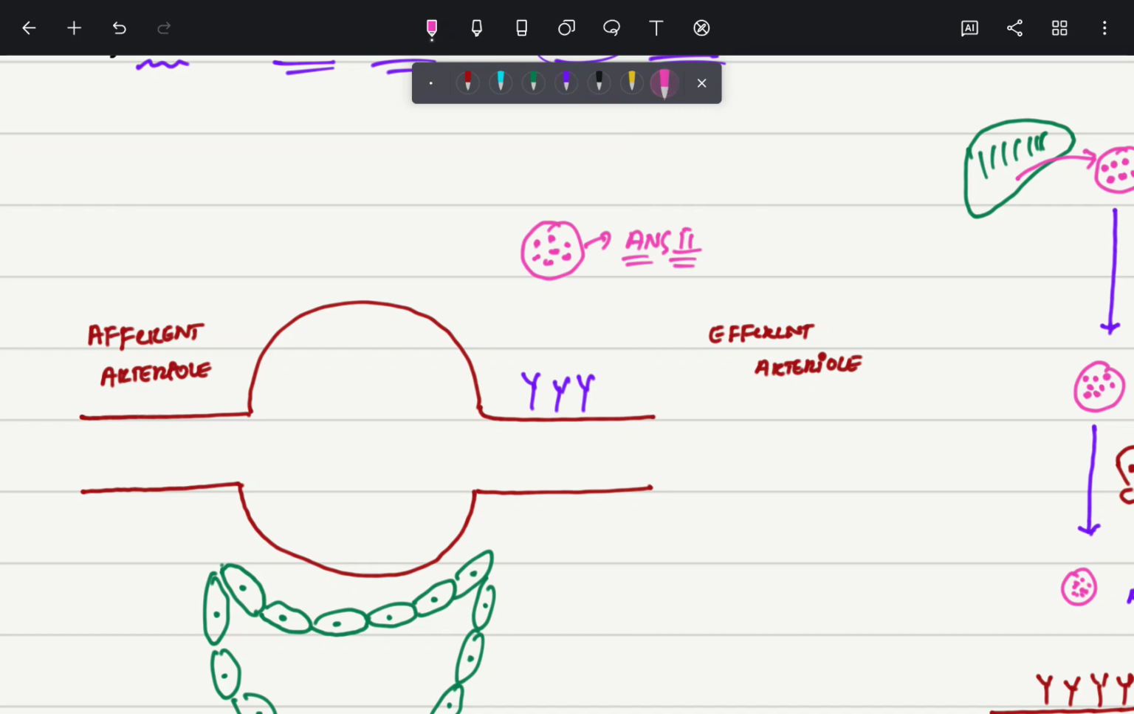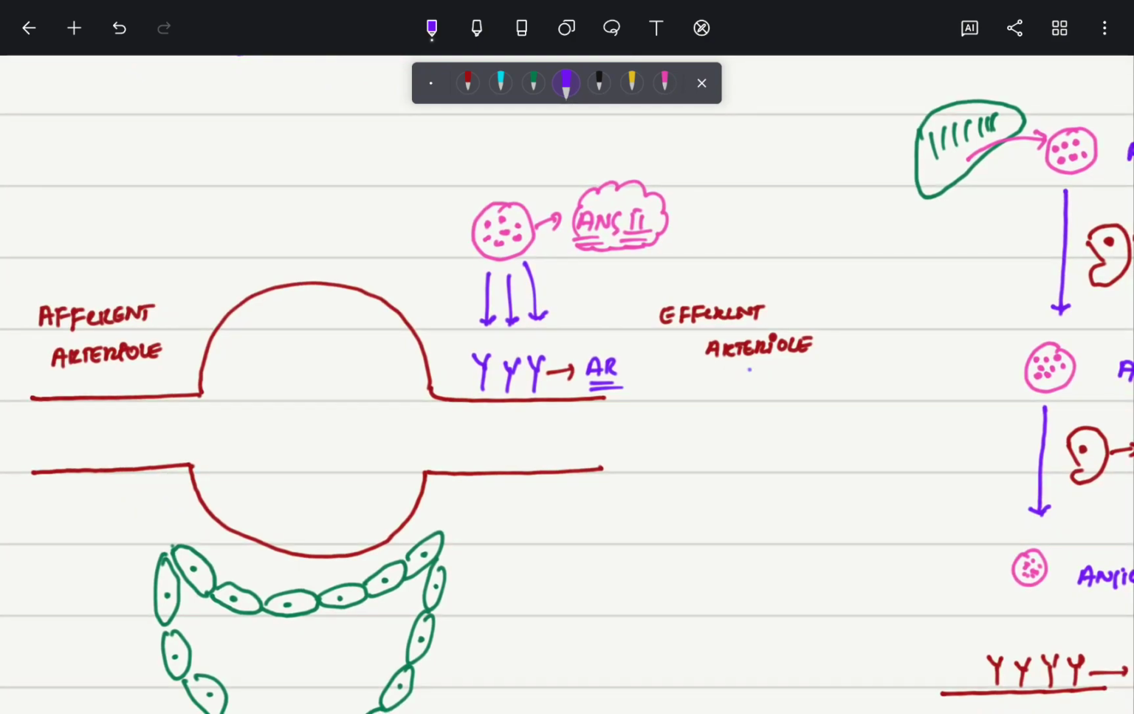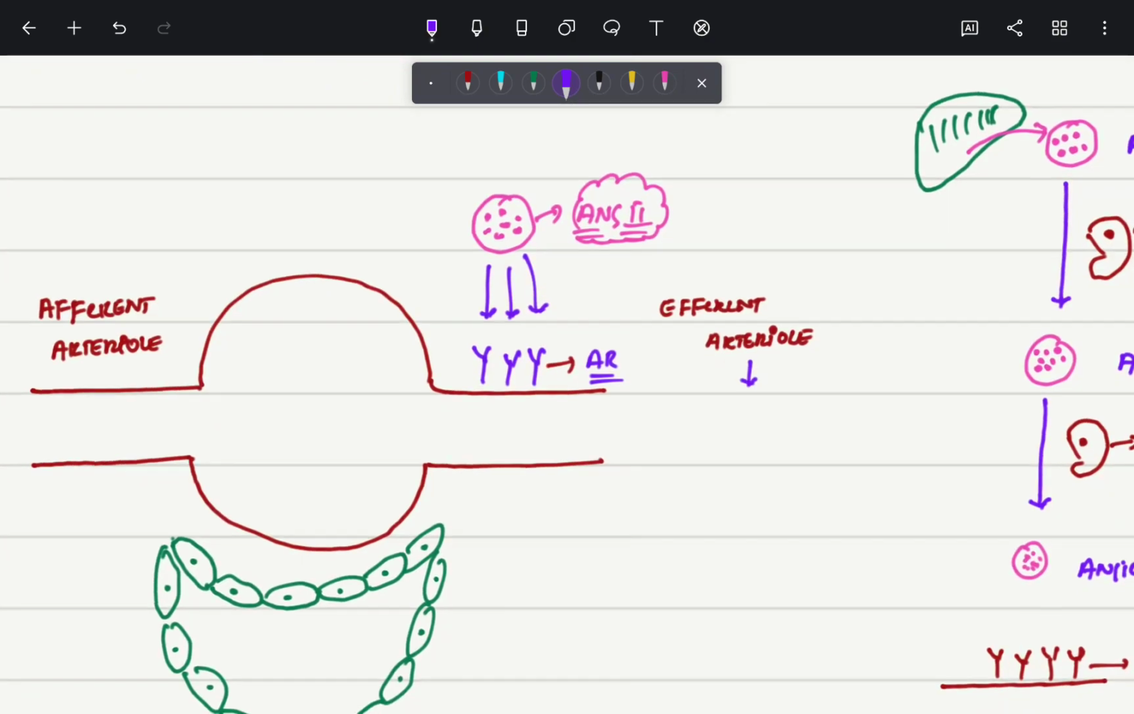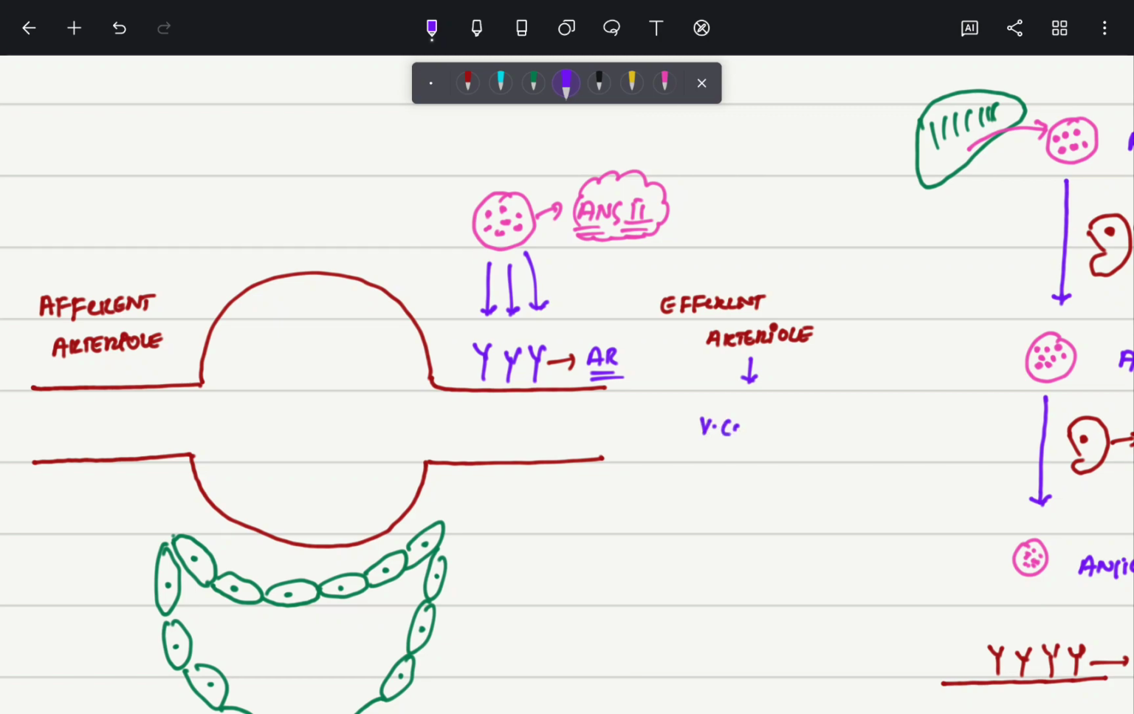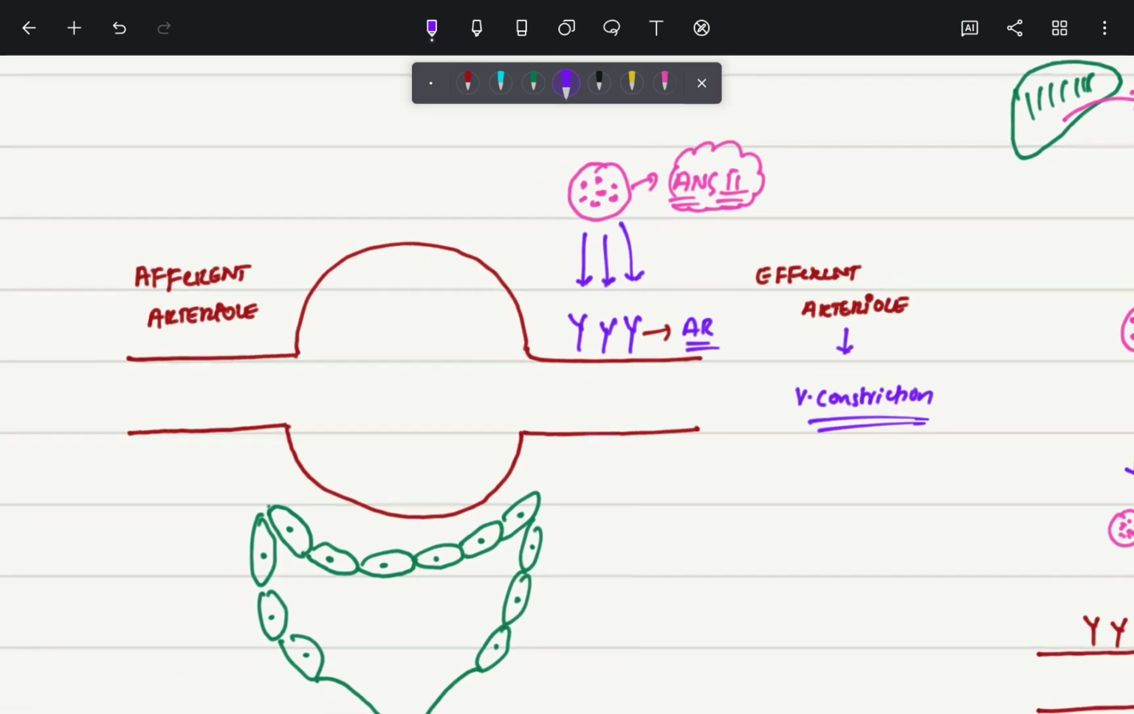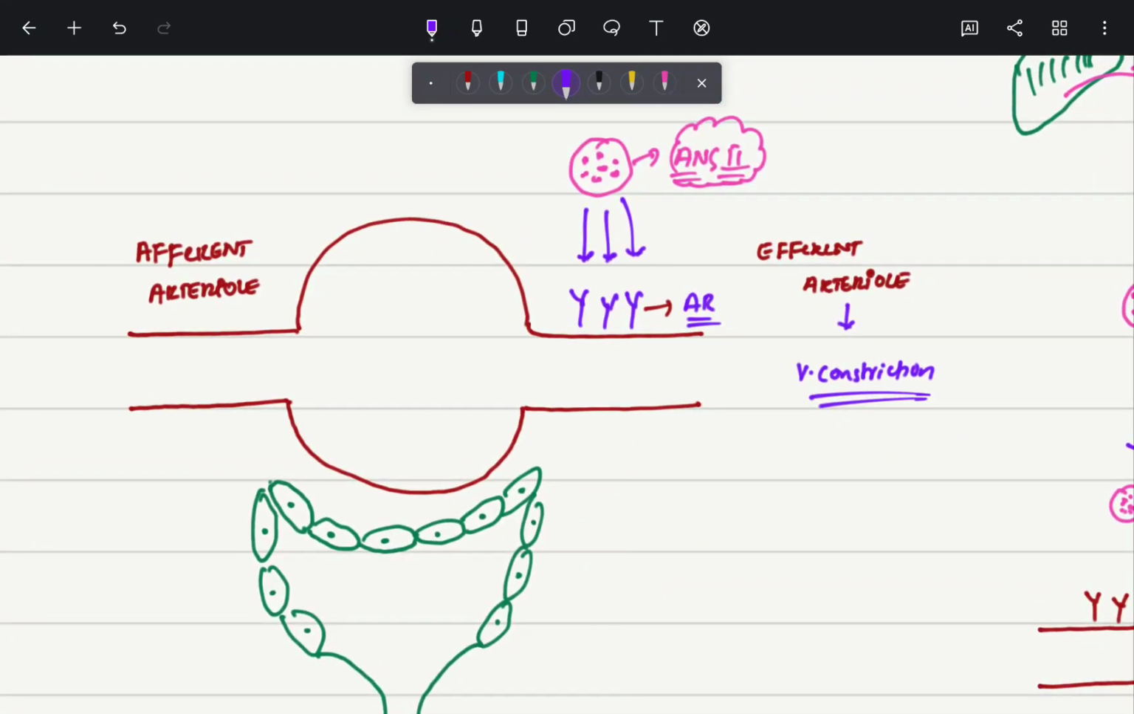So as you can see here we have the angiotensin 2 molecule, and whenever the angiotensin 2 is secreted, it will go to the efferent arteriole and bind to the angiotensin receptors. So as you can see here, angiotensin 2 will go and bind to the angiotensin receptors, and eventually this efferent arteriole will lead to vasoconstriction. Now what is going to happen if there is vasoconstriction of the efferent arteriole?